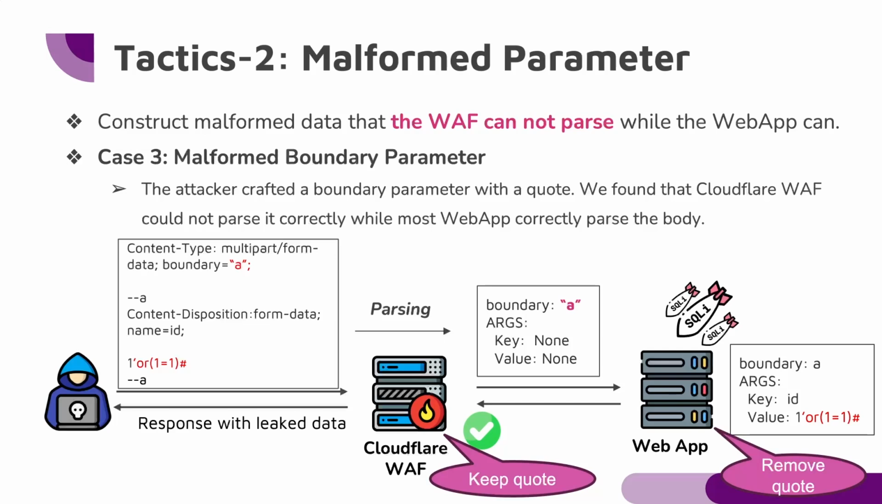For tactic 2, an attacker can construct malformed data that the WAF cannot parse while the web app can. The difference between tactic 2 and tactic 1 is that while the WAF chooses the correct parser, it cannot extract the correct parameters while the web app can. In these examples, we find that the attacker can craft the boundary parameter with a quote, and the Cloudflare WAF will not parse it correctly, while most web apps correctly parse the body.